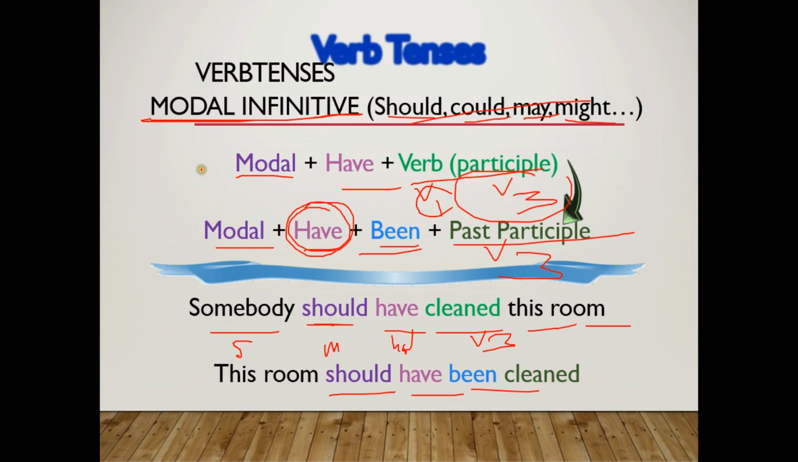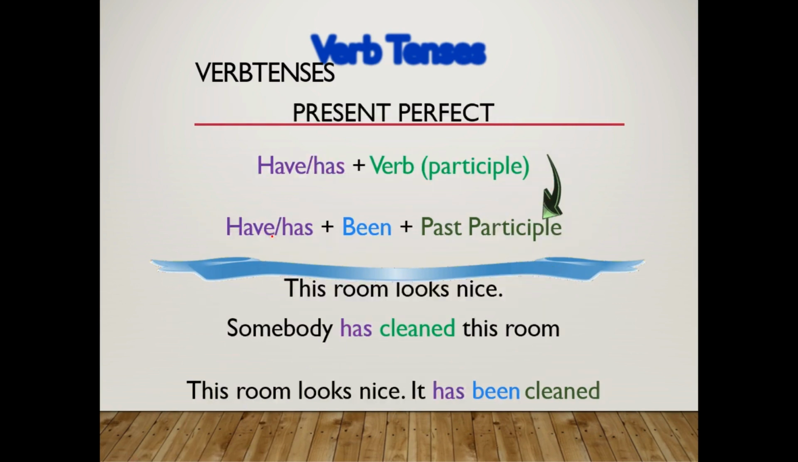Alright, let's move on. This is for modal: should, could, may, might. Next, present perfect. Oh, I like this one, guys. Present perfect always uses have, has plus verb 3. Remember, have, has is always followed by been plus verb 3. You know that if the subject uses have, or has for he, she, it.